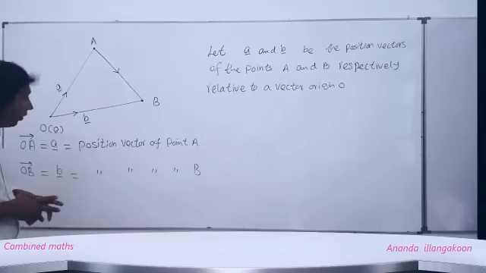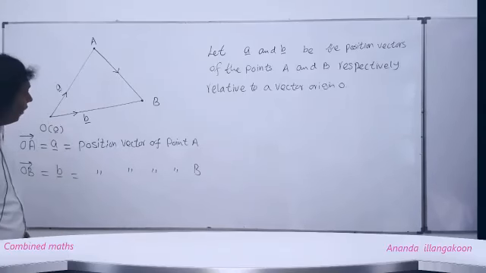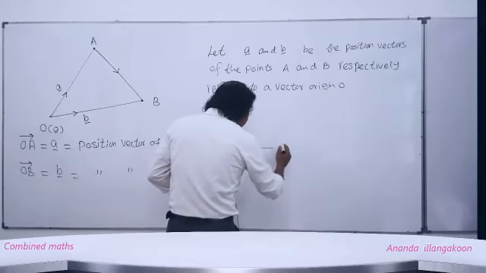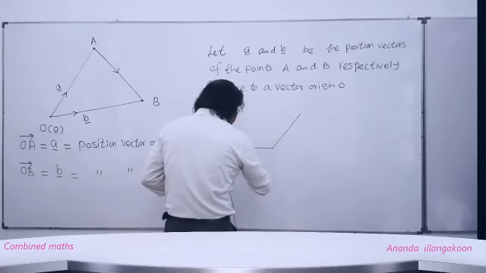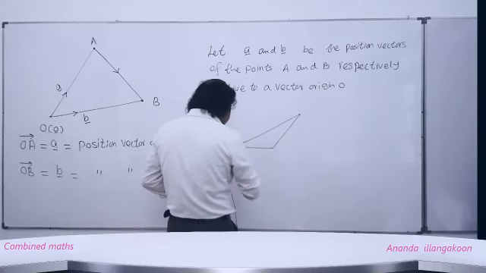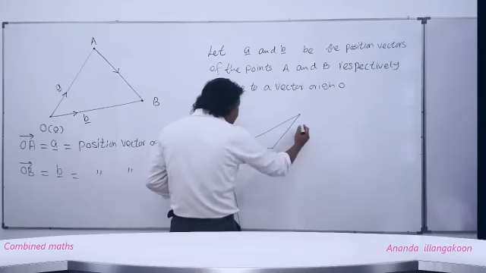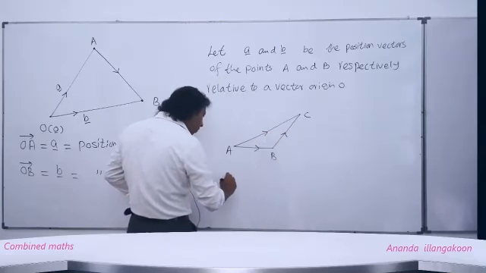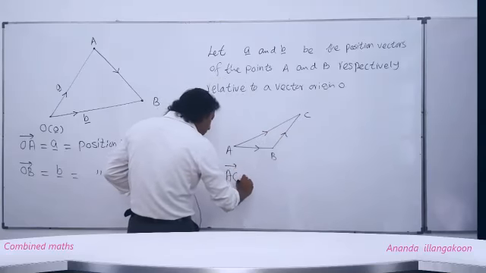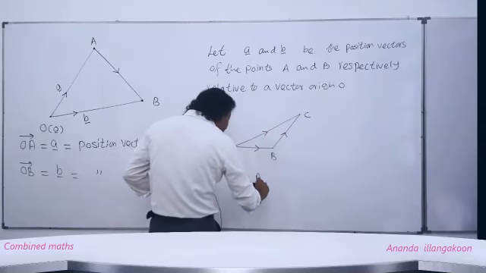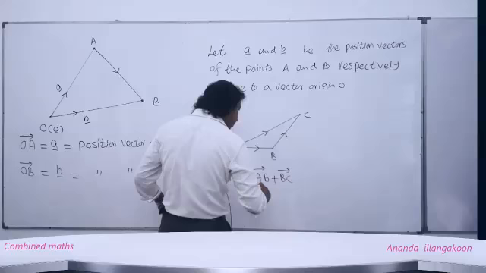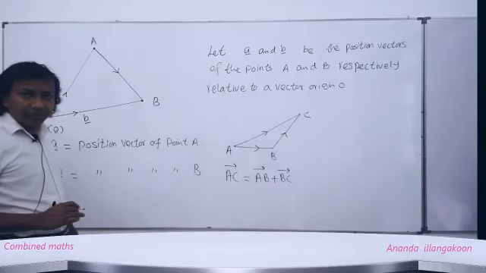Right, people, now we can write. Now I'm going to find this vector AB. People, can you remember the triangle law of vector addition? Here are points A, B, and C, with sides AB, BC, and AC. Then we wrote that vector AC is equal to vector AB plus vector BC.